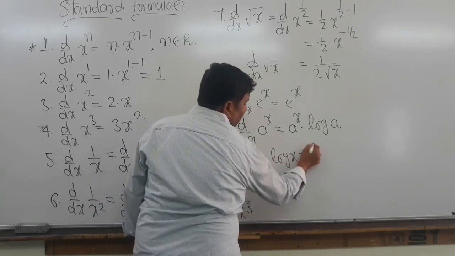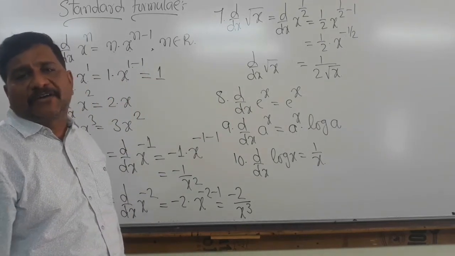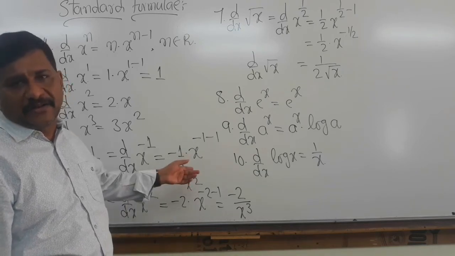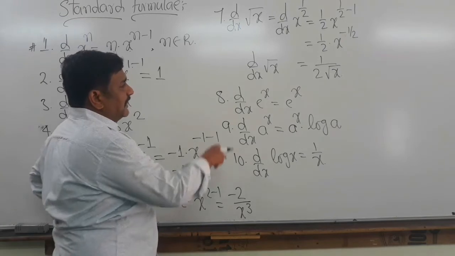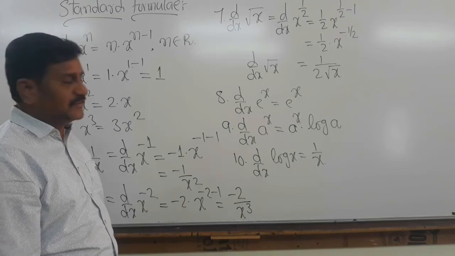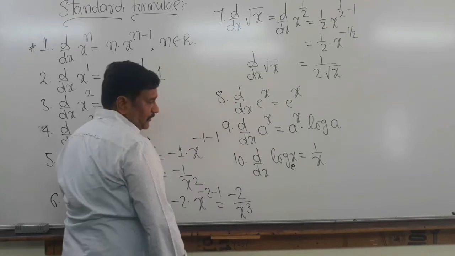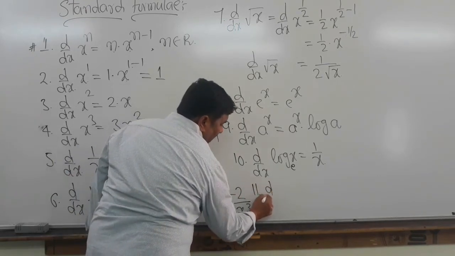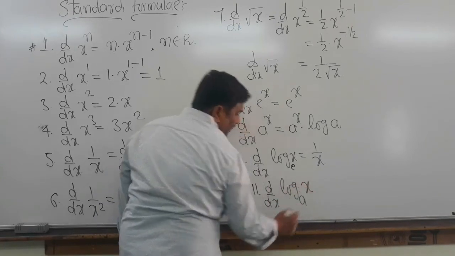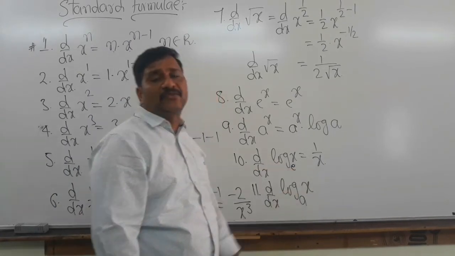Okay, so next, derivative of log x is 1 upon x. Now all these derivatives we are getting by first principle only. Okay, so each and every formula we are getting by first principle. That's why we are taking them directly as standard formulas. Derivative of log x is 1 upon x. And also you have to observe here, the log has base e. If the log has some other base, then what you have to do? This is the log having base e, then its derivative is 1 upon x.